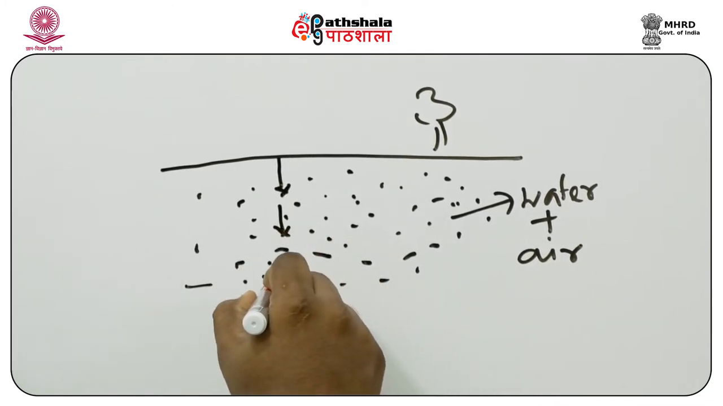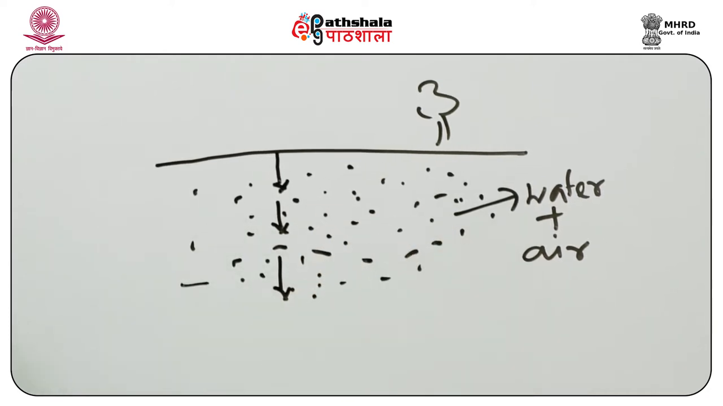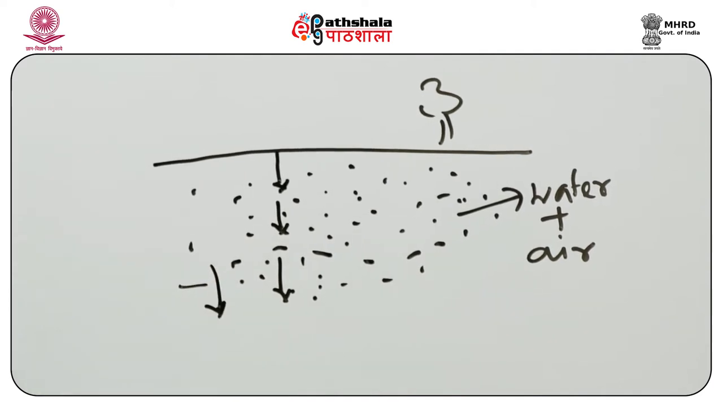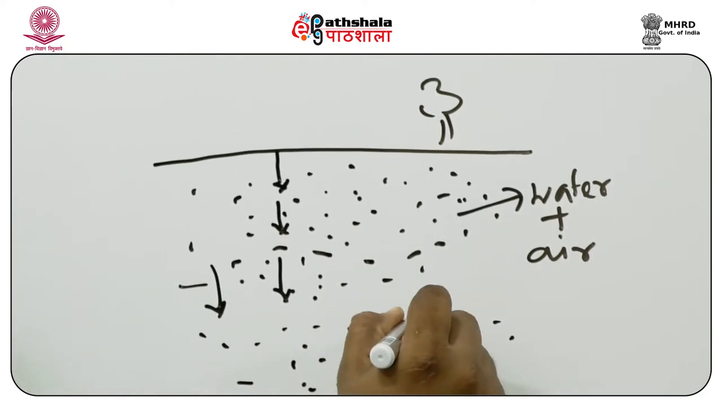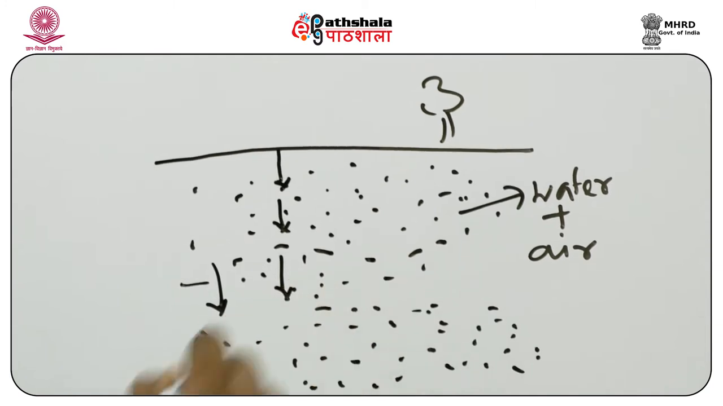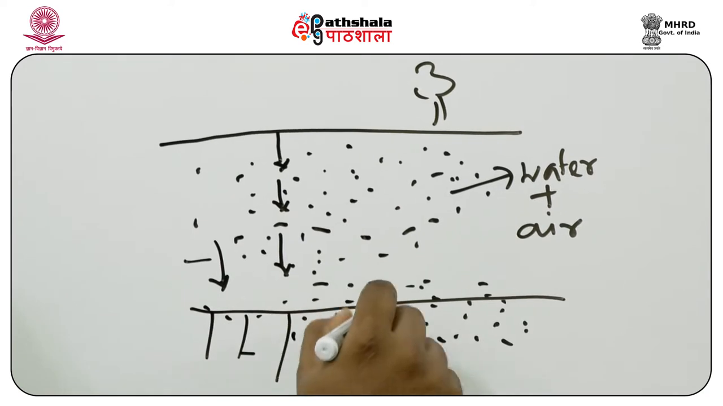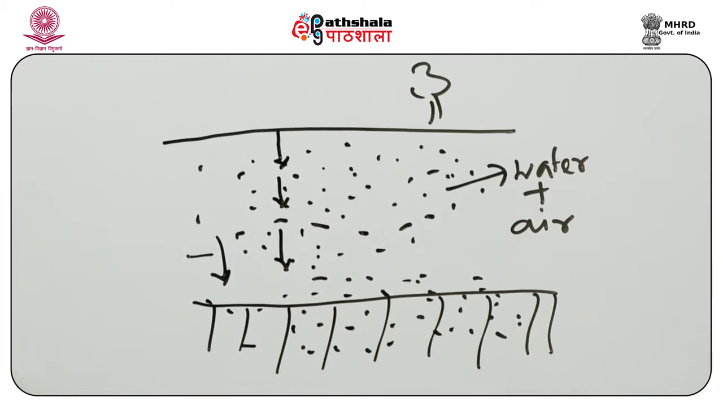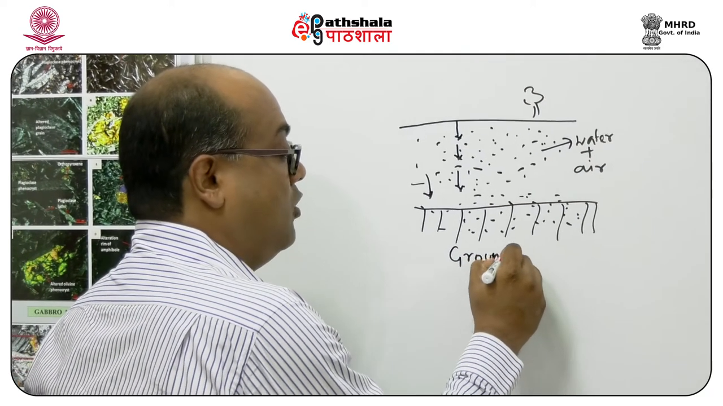Now, as we go downwards, the proportion of air and water starts changing. As we go down below, the pores become more and more saturated with water rather than air. There comes a time where the pores are entirely filled up with water. This water, which occurs within the saturated porous matrix, is what is known as groundwater.